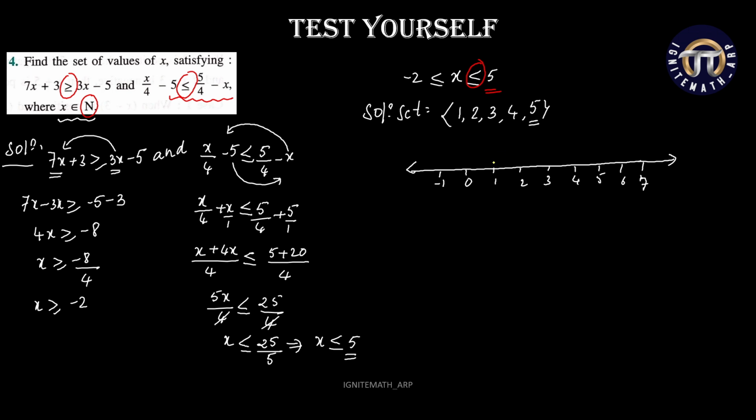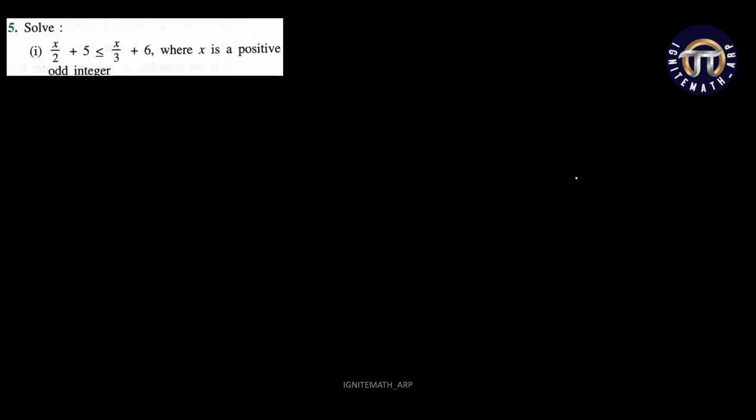Clear children? So 1 is included, it's a part of solution set. This is also part of solution set. This is also part of solution set. 4 as well as 5. This is the solution set on the number line. Clear children? Let's move to the next one now.